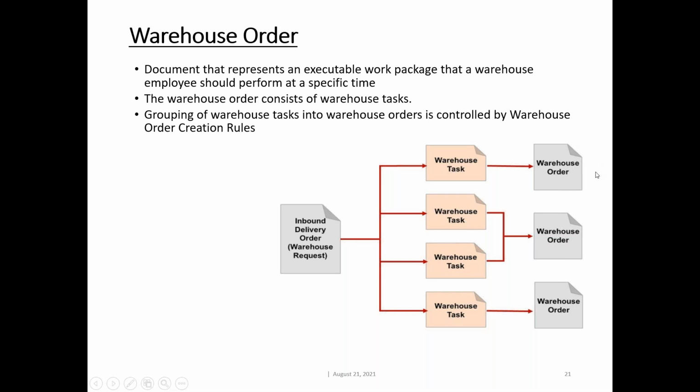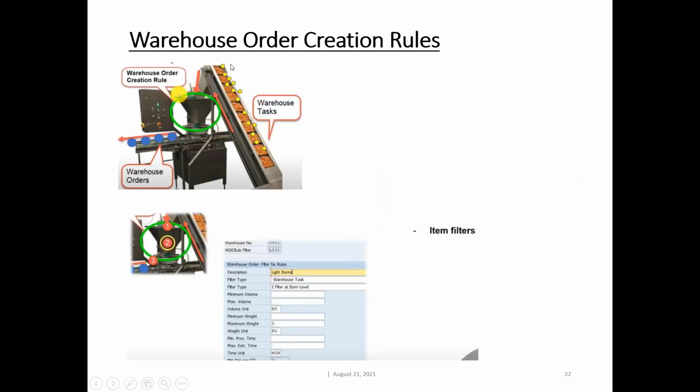And how is this warehouse order created? How do we know that one warehouse task should be assigned to the worker or two warehouse tasks should be assigned to the worker? What will be the weight of the order? What will be the volume of the order? That will be done through warehouse order creation rules. So you have the warehouse tasks, and all the warehouse tasks will go into the funnel in this diagram. That is called the warehouse order creation rules. Whichever warehouse tasks meet the creation rule will get clubbed into that order. If it is not meeting the creation rule, then it will check for the next rule in the warehouse order.